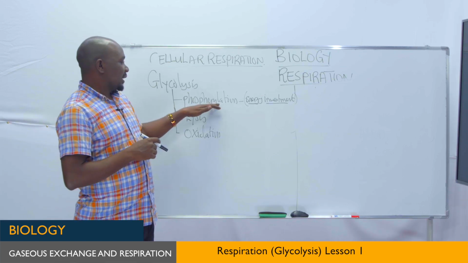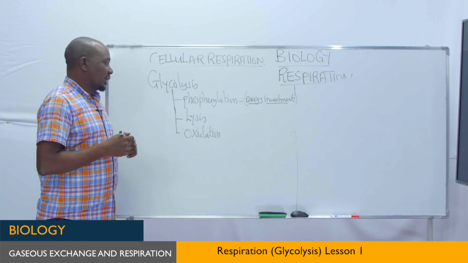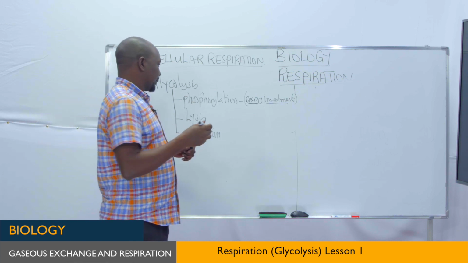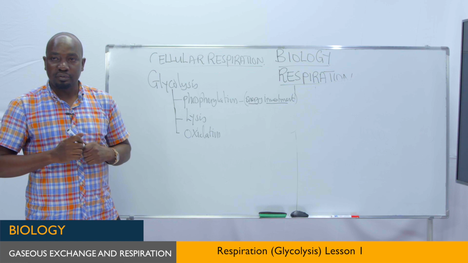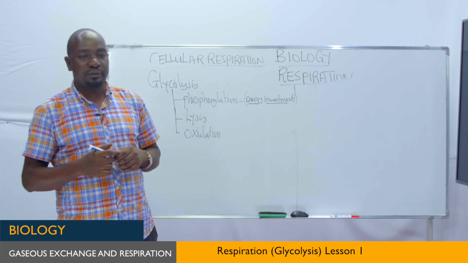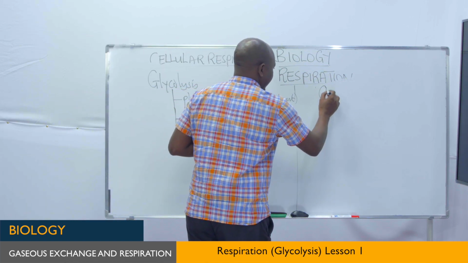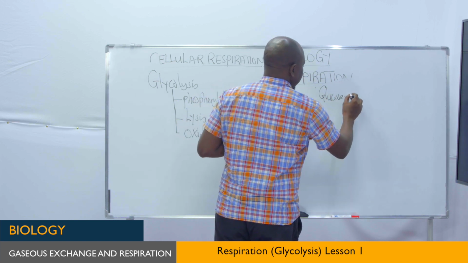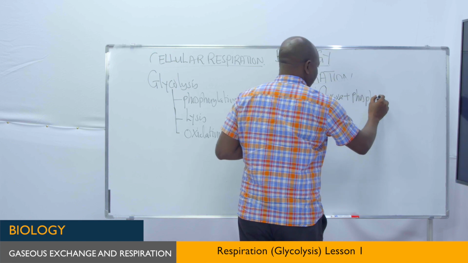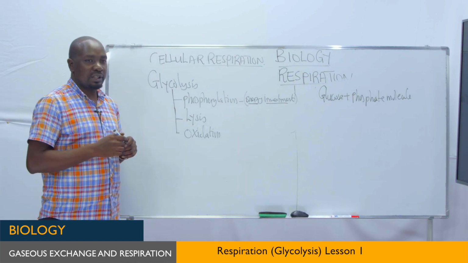What does that mean? Why is this stage known as the energy investment? It is known as energy investment because of what takes place during this phase. First of all, we have to understand the term phosphorylation. Phosphorylation is the addition of phosphate to a substance, or simply attachment of a phosphate to a substance. So during glycolysis, the glucose is first attached with a phosphate, and that is what we call the phosphorylation.